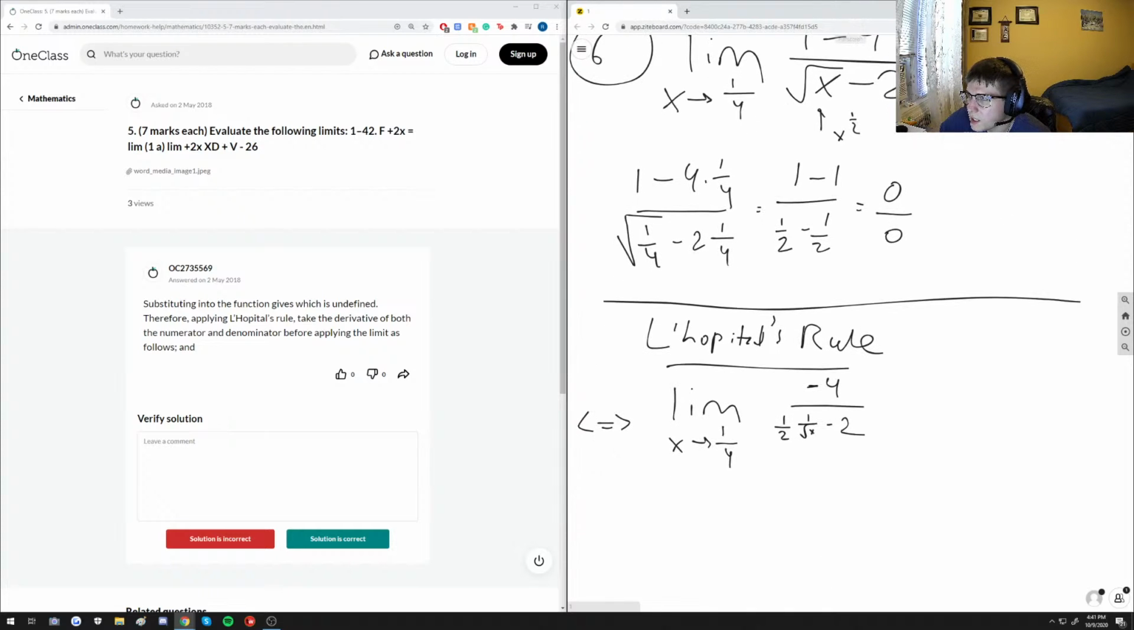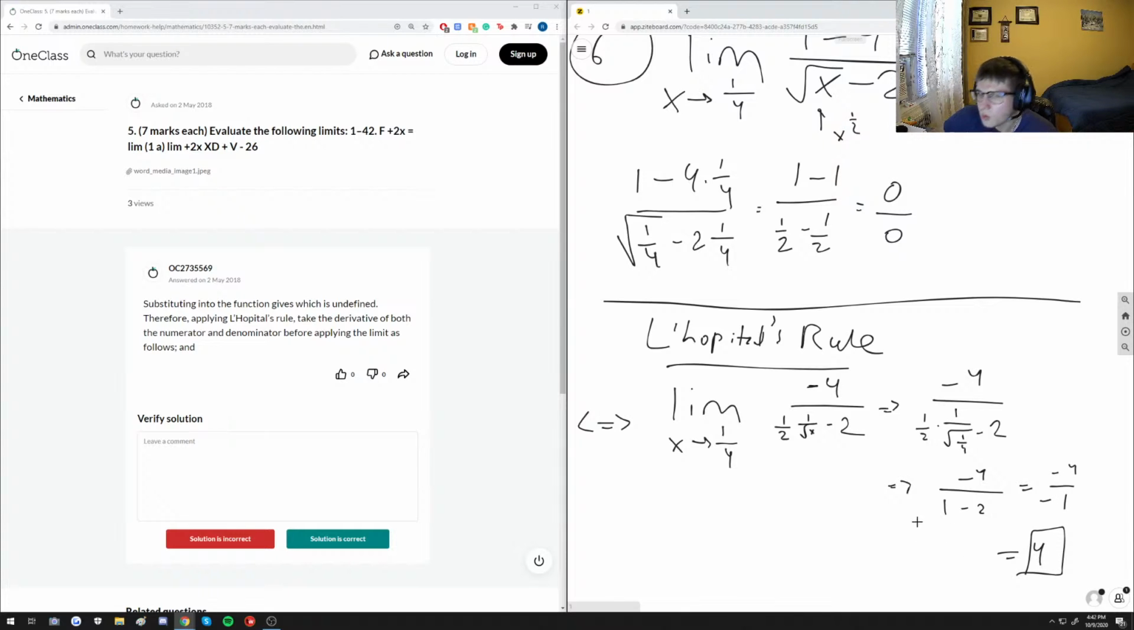Now we can see if we can plug in our 1/4 into this and actually get either a truly undefined result, or a limit that does not exist if we have a constant over 0, or any other value. So let's try plugging it in. We get minus 4 as a constant on top, over 1/2 times 1 over square root of 1/4 minus 2. This gives us minus 4 over, so the square root of 1/4 gives us a half. 1 over a half is 2. 2 times 1/2 is 1 minus 2, which is minus 4 over minus 1, which is 4.